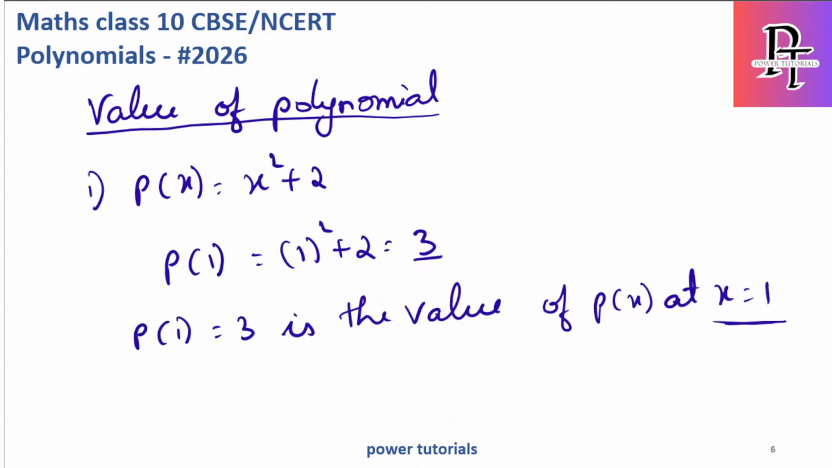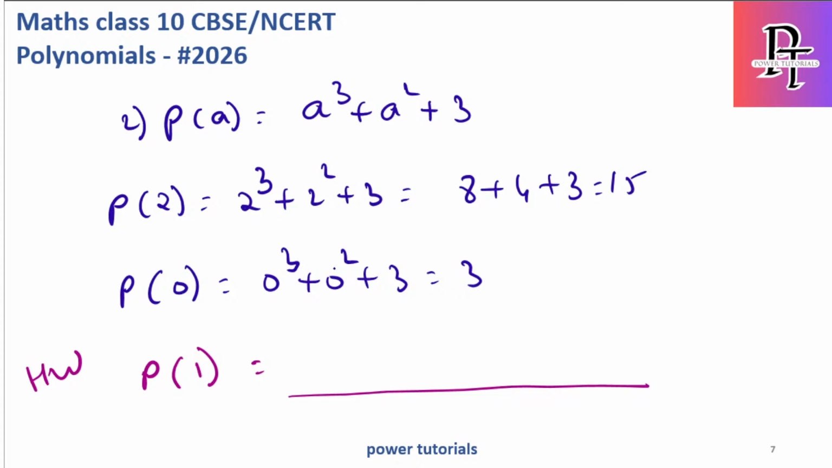Then I explained the value of a polynomial. Let's see the homework question for this one. I will use only pink color for all the homework questions and solutions. P of 1 means I have to substitute 1 for the variable. So it will be 1 cube plus 1 square plus 3, which is 1 plus 1 plus 3. The value is 5, so P of 1 is 5.